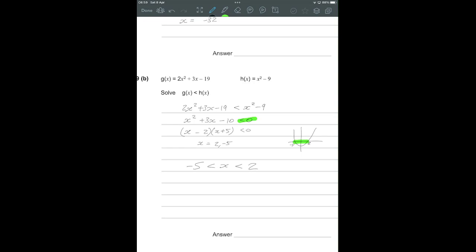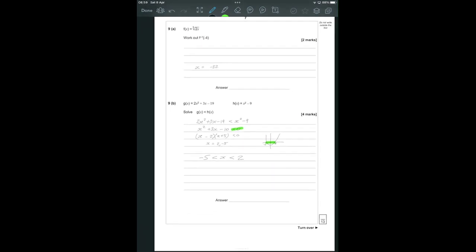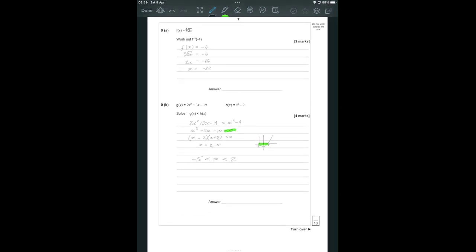Checking the inequality in the question, it was strict, so I do have strict inequalities in my answer.